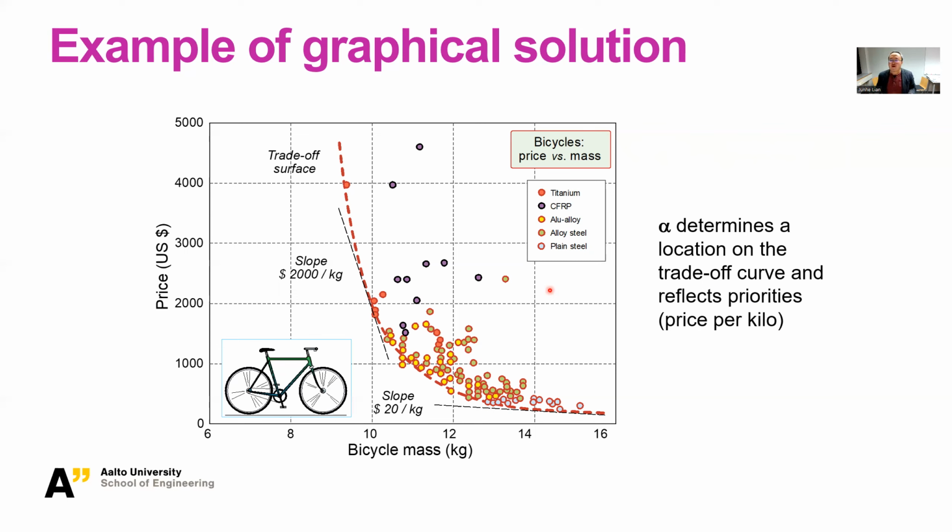Let's say if you value more your money and value less your strength, you think, okay, I can go with $20 per kilo. Yeah, and then this is basically your penalty function. And then you can easily find a best candidate somewhere here, with, let's say, steel.